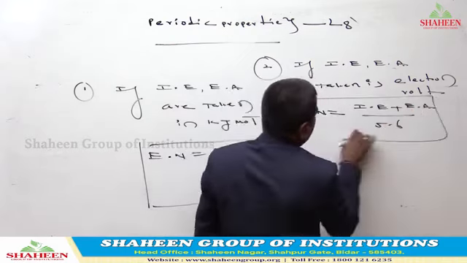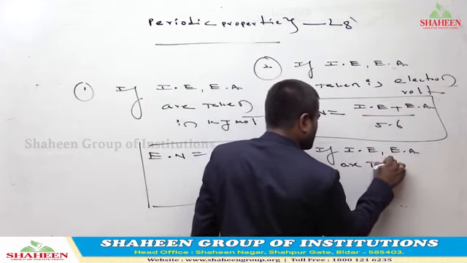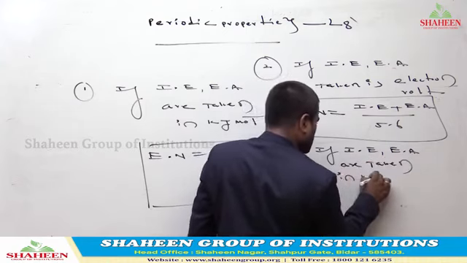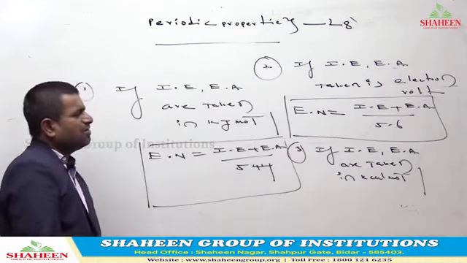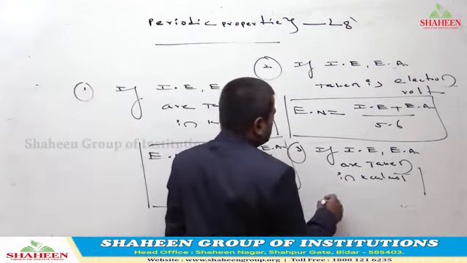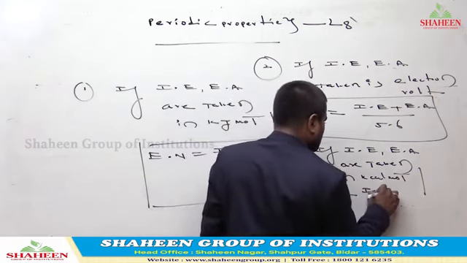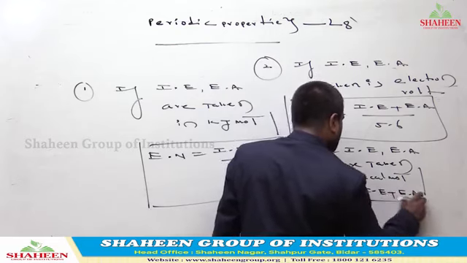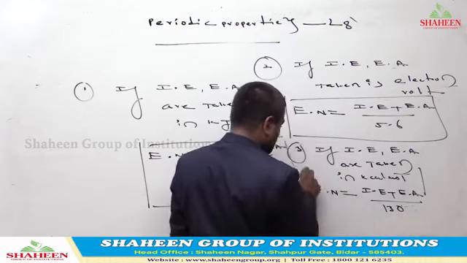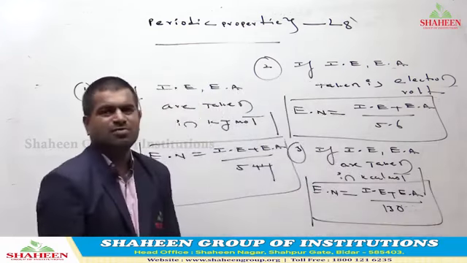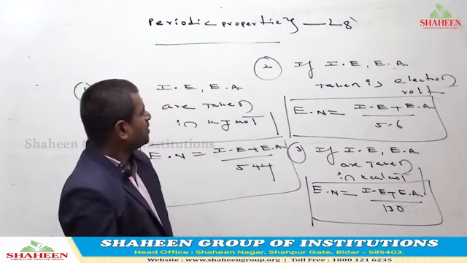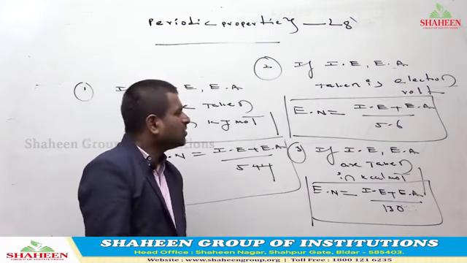One more point, third point, if IE, EA are taken in kilocalorie per mole in the question, then you have to use this formula: electronegativity of an atom equals ionization energy plus electron affinity divided by 130. These three formulas, remember, became useful in first PUC chapter. Remember students.